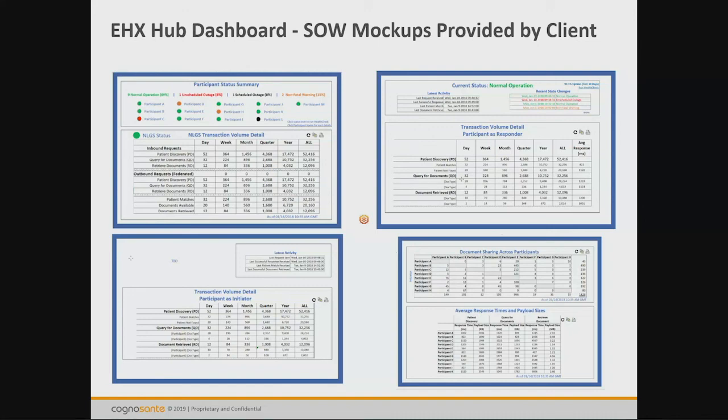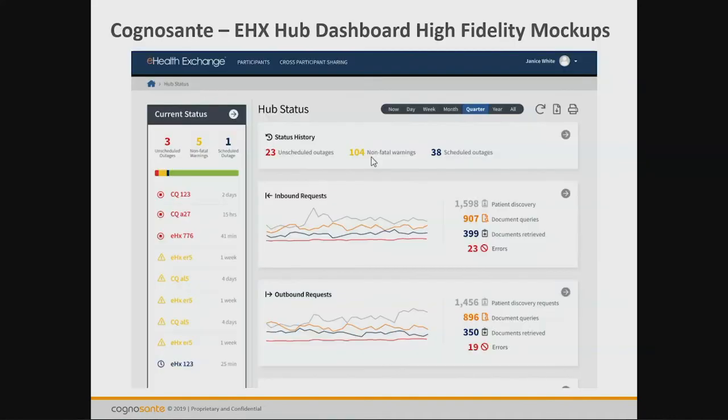And through a series of discussions, we interpreted that into some high-fidelity mock-ups that we in turn worked with the EHX team, and they brought to some of their users, and we got some great feedback, and that led to kind of the process that was iterated on throughout the course of the year as we developed these dashboards before go live.